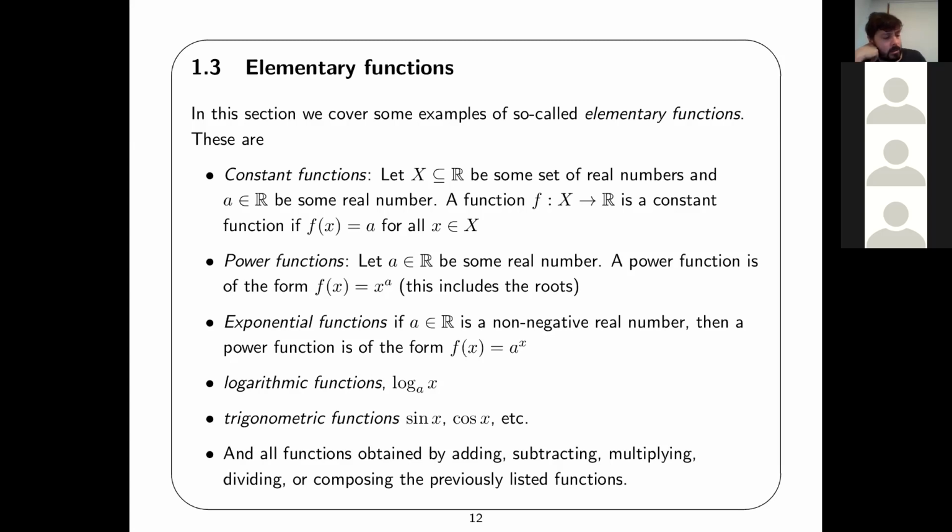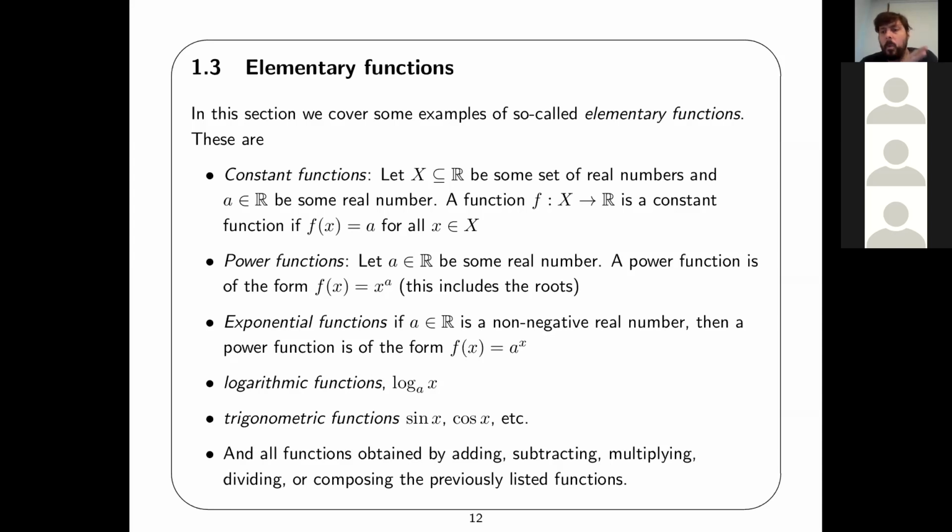And in addition to these, any and all functions that can be obtained by adding, subtracting, multiplying, dividing, or composing the functions that we listed here. So for instance, I deliberately did not mention the hyperbolic functions, the hyperbolic sine and the hyperbolic cosine, because those can be defined using the exponential function, addition, division and constants, right?